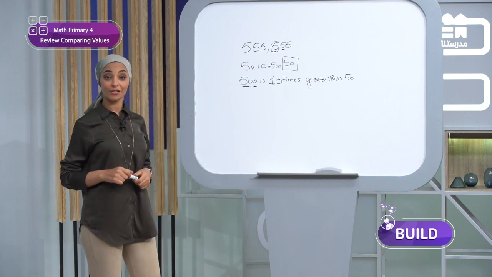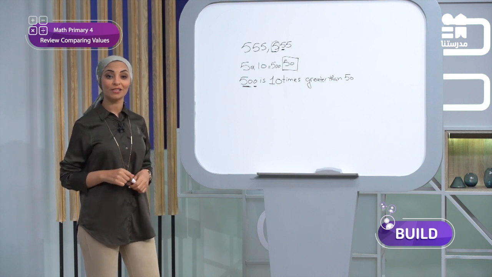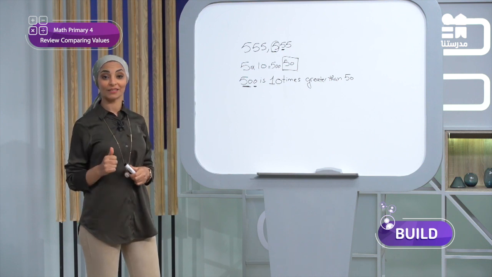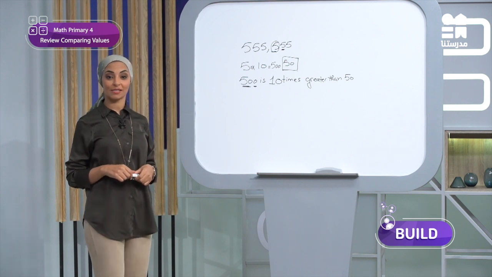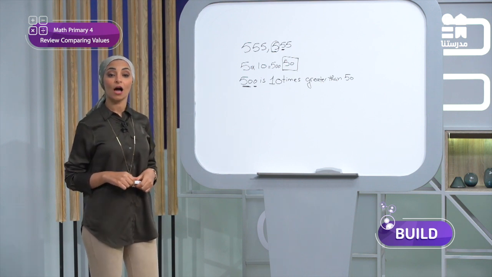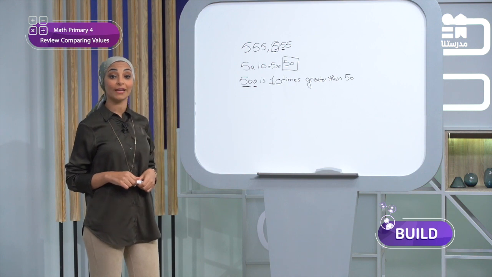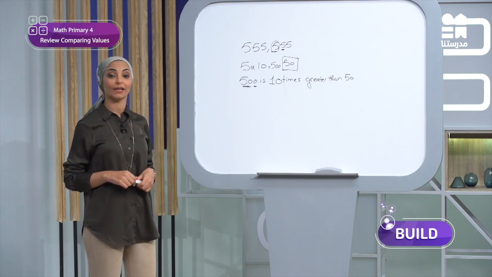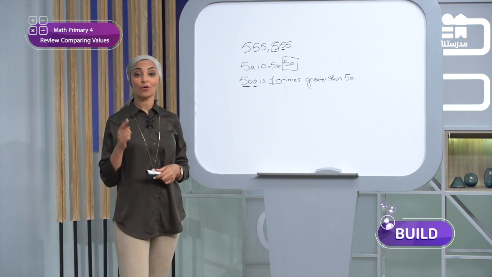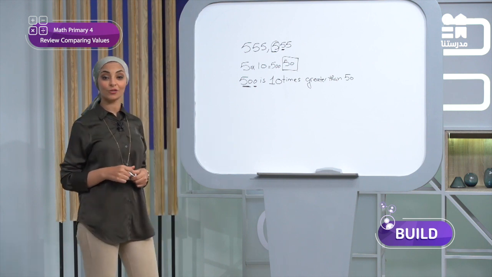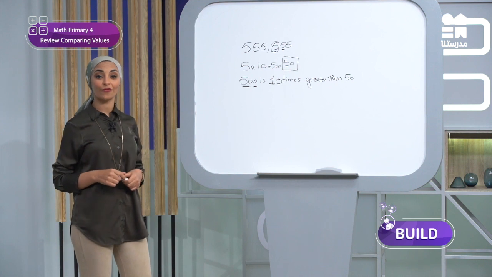Now, you are ready for the challenging question in Build: Exploring place value relationships. Page 16, you should decide how many hundreds are in 1,000. Again, can you tell me how many hundreds are in 1,000? I will give you time, take your time to think, and then we can find out the answer together.